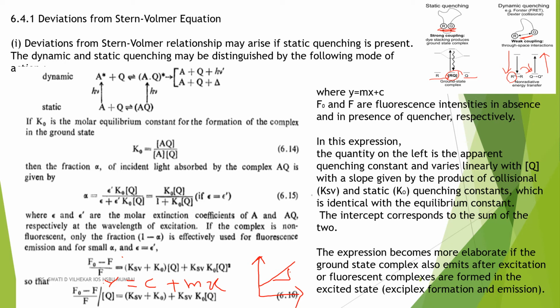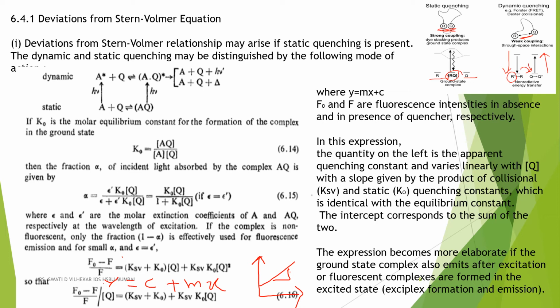Now let epsilon dash be the molar extinction coefficient for the complex AQ. The equilibrium constant can be given by the concentration of product to that of reactant, so K0 will be equal to the concentration of product over the concentration of reactants. Let alpha be the fraction of radiation absorbed, that is, the fraction of the radiation which is absorbed by the complex.